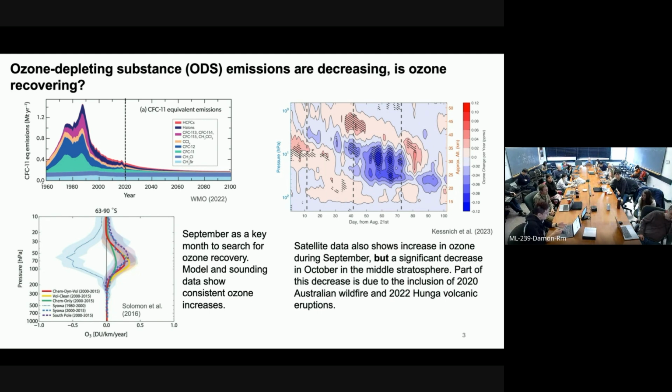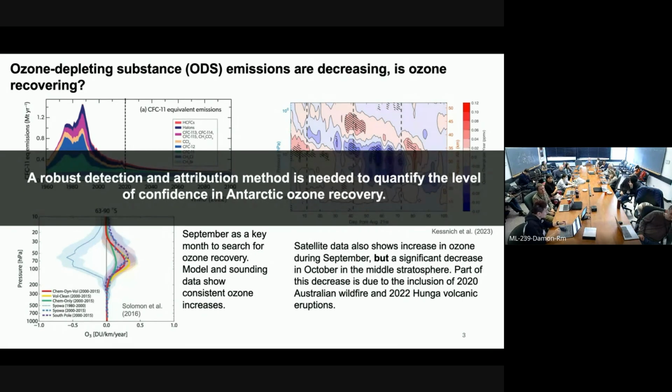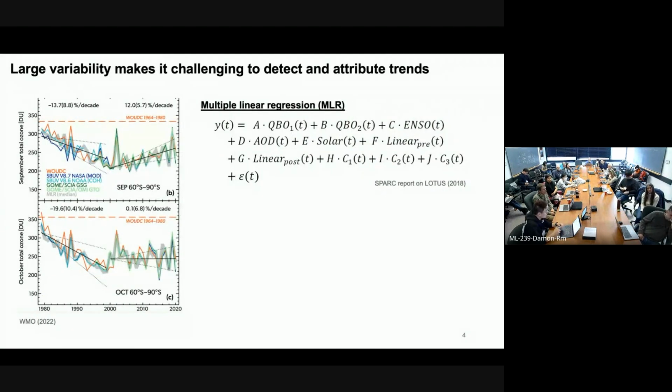But this paper excluded the 2019 southern stratospheric warming, which can partly cause abnormally high ozone, but they included the 2020 Australian wildfires and the 2022 Hunga Tonga volcanic eruption. So these can partly explain the abnormally low ozone. But the point I want to make here is that these multiple lines of evidence show that a robust detection and attribution method is needed to quantify the level of confidence in Antarctic ozone recovery.